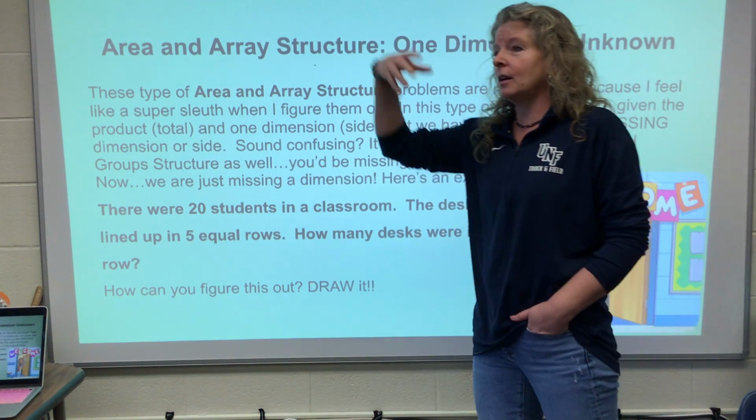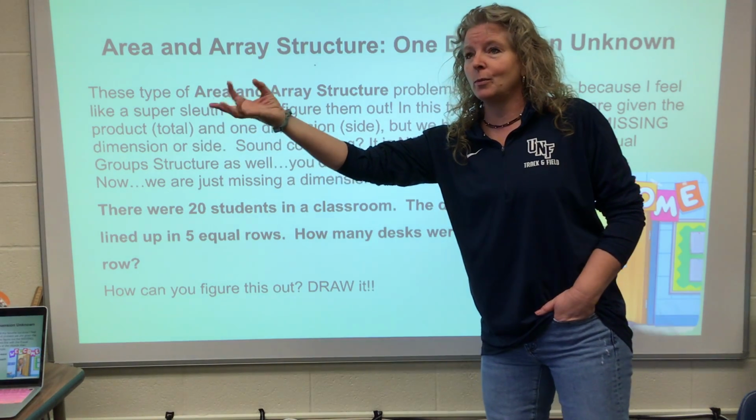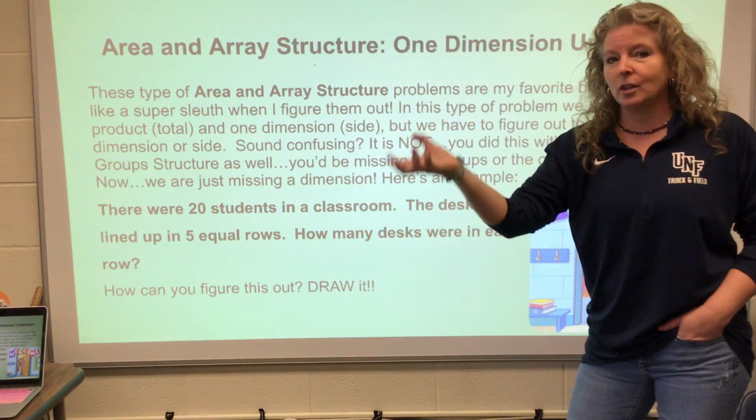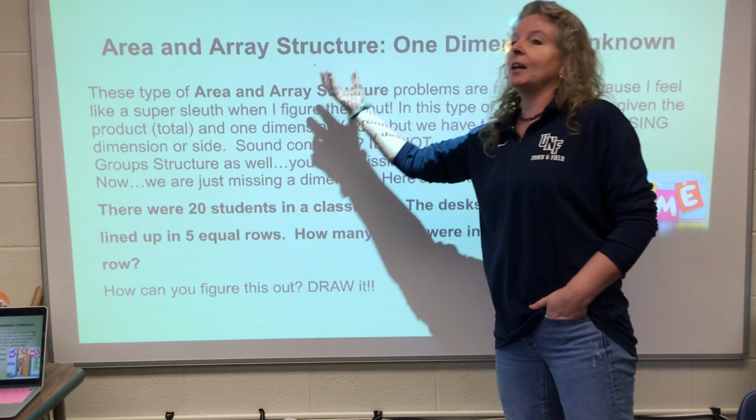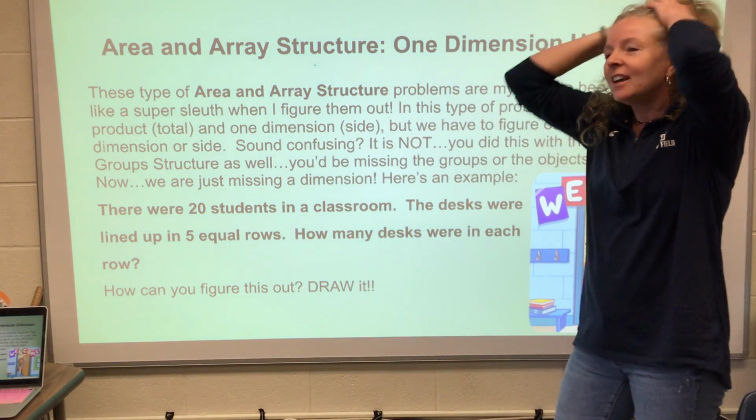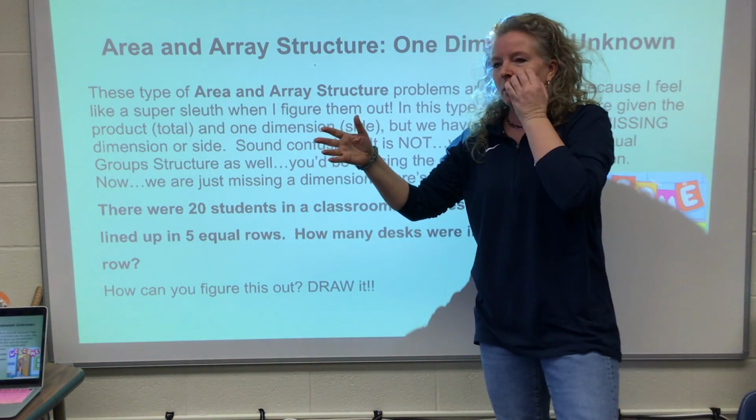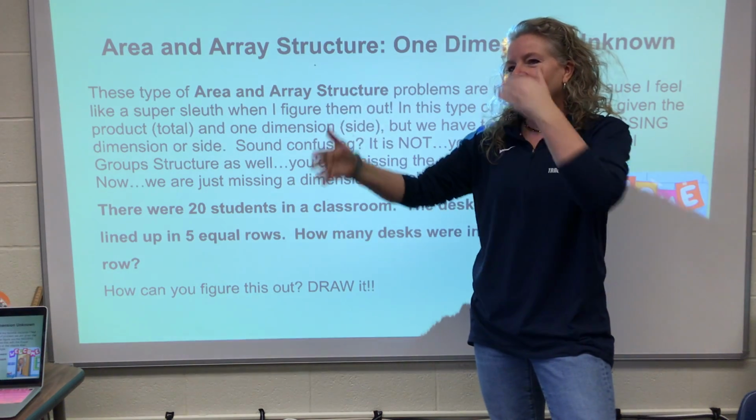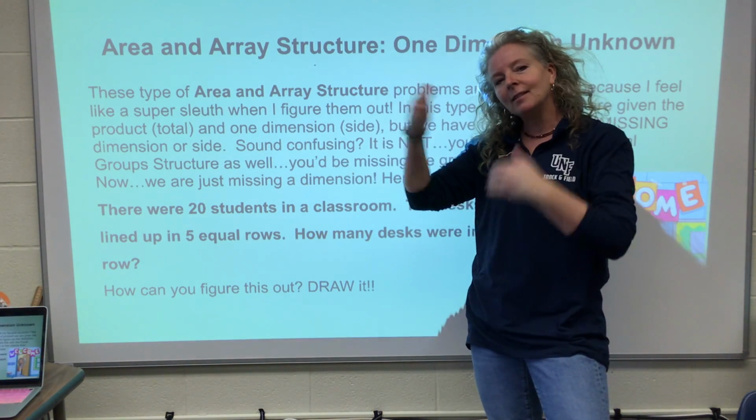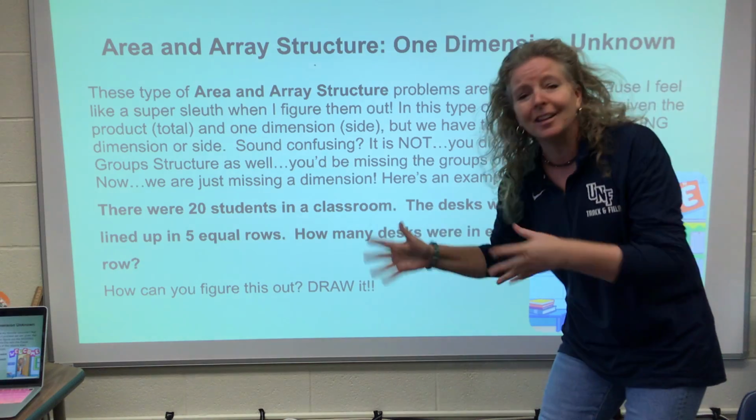You were either missing the container, the groups, the multiplier, or you were missing the objects or the measure. Here you're missing a dimension. That's what's kind of different about this structure. The dimensions, they kind of have the same purpose. They fulfill the same function in the story.